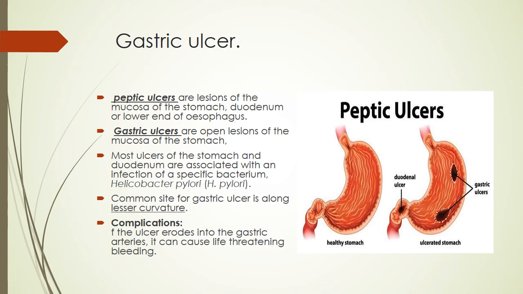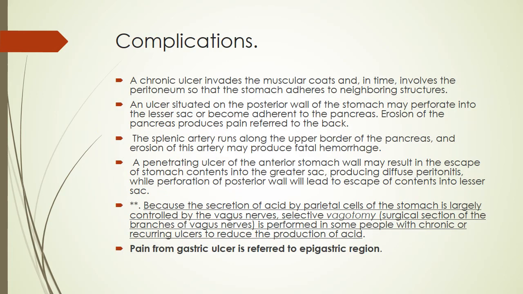The ulcers have several complications if they persist for a long time. Like if an ulcer erodes into gastric arteries nearby, like right and left gastric arteries, it can cause severe life-threatening bleeding. Chronic ulcers invade the muscular coat and sometimes involve the peritoneum so that the stomach adheres to neighboring structures. Then if an ulcer is situated on the posterior wall of the stomach, it may perforate into lesser sac or become adherent to pancreas, which is present in the stomach bed. And erosion of pancreas then produces pain referred to back.